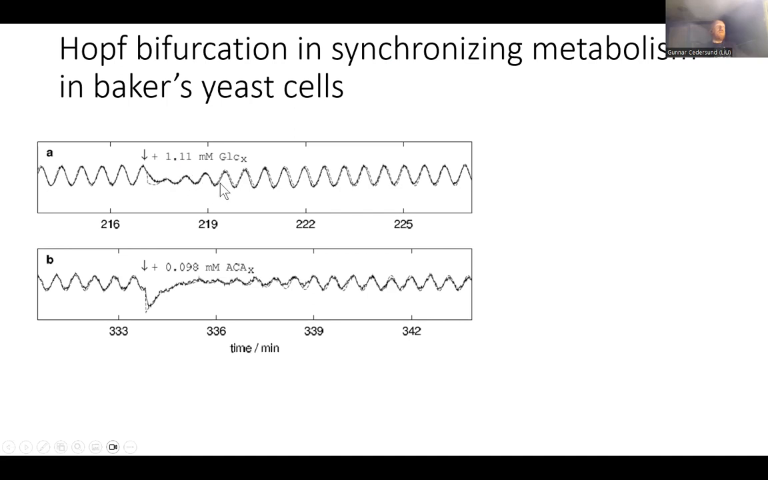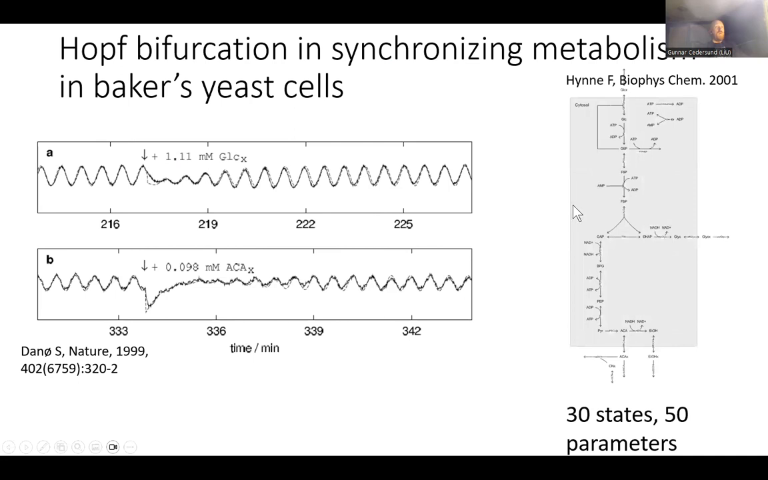And in fact, here we see the simulation of a normal form with the model. This experimental condition was published in 1999 by Sune Danø. And then in 2001, they published a detailed model for this system. So here we have glycolysis. This is an ordinary differential equation model with 30 states and 50 parameters.